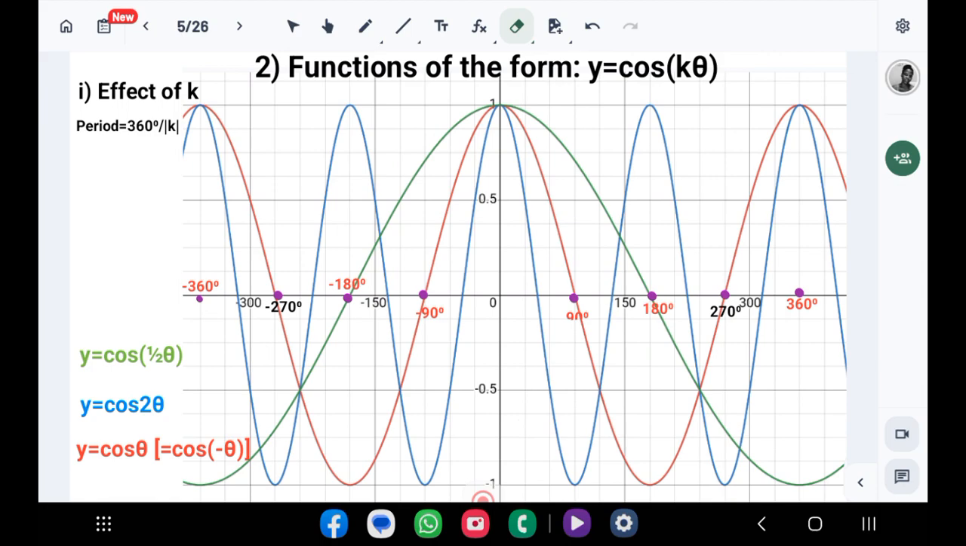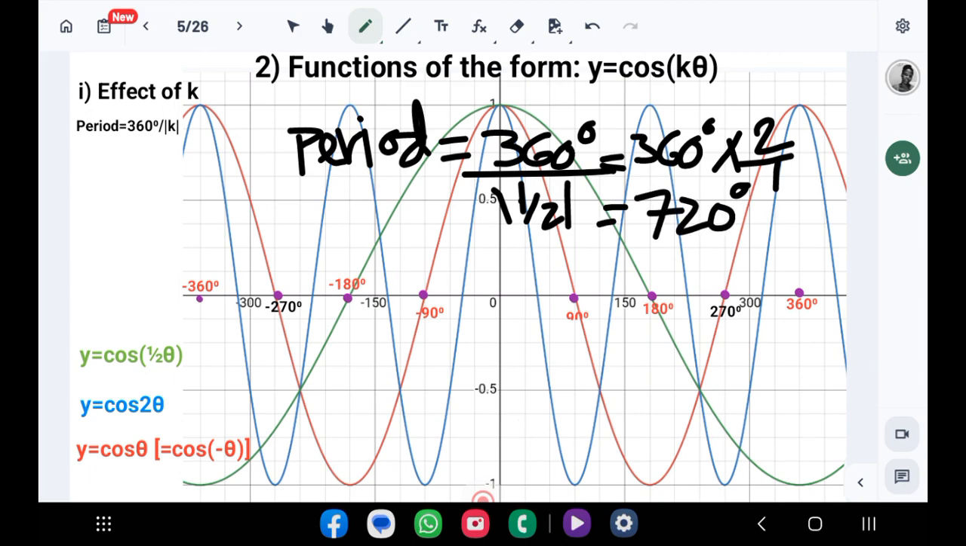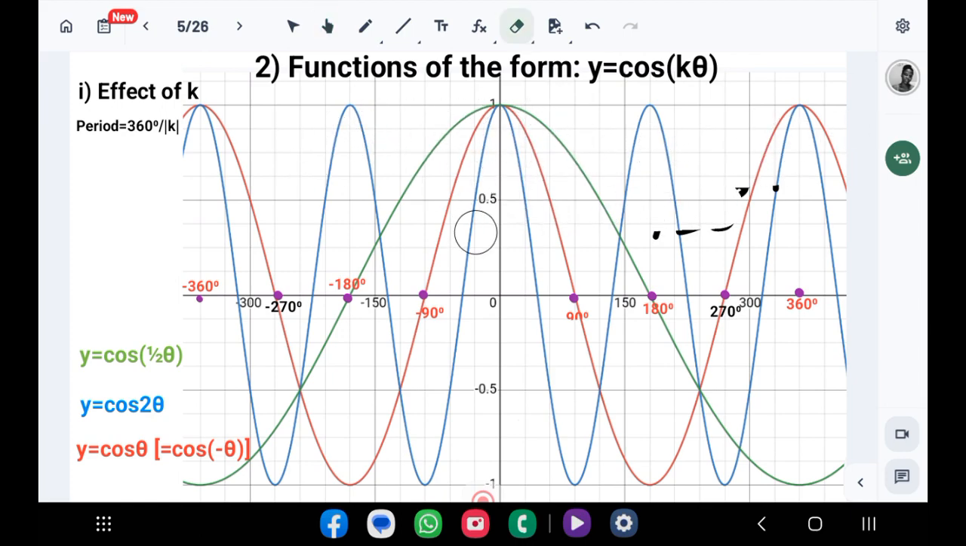Now for y equals cos of a half theta, what is the period going to be like? Let's figure it out. That's 360 degrees divided by the absolute value of a half, which is equal to 360 degrees multiplied by, flip this upside down, 2 over 1. And that gives us 720 degrees, meaning that it will take 720 degrees to complete a full cycle. Also, it means you can only fit half of a complete cycle in a space of 360 degrees. Let's see what the green graph looks like. The green graph looks exactly the way the data says it should look.